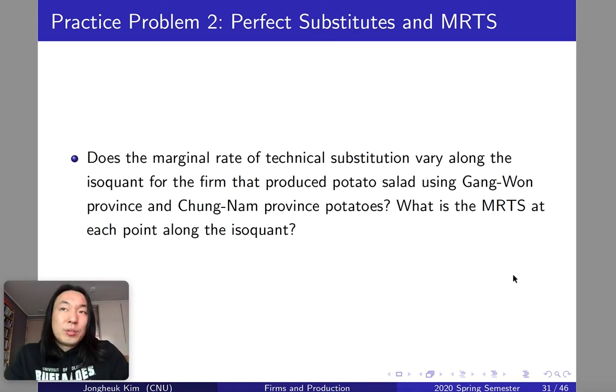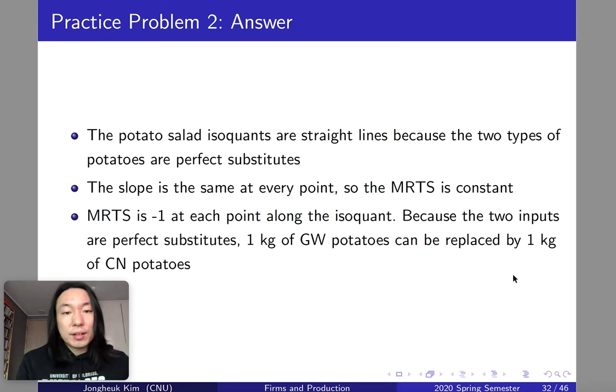As we saw in the graph of perfect substitute inputs, there is only one slope because the isoquant curve of two perfectly substitutable inputs is linear. So it is a straight line, a downward straight line. So the potato salad isoquant is a straight line because those two types of potatoes are perfect substitutes for each other. The slope of that straight line is the same at every point. So there is only one MRTS, which means that the MRTS of that isoquant curve is a constant, only one number.